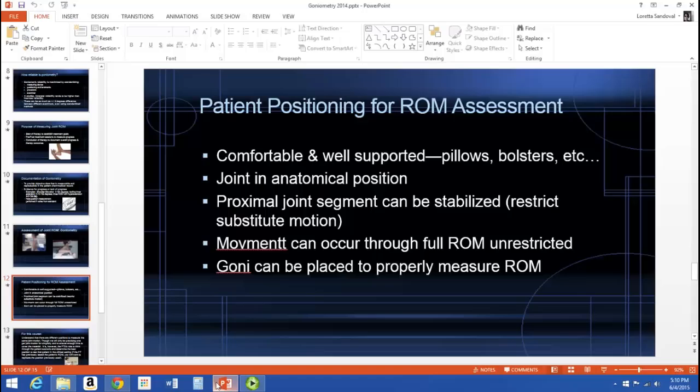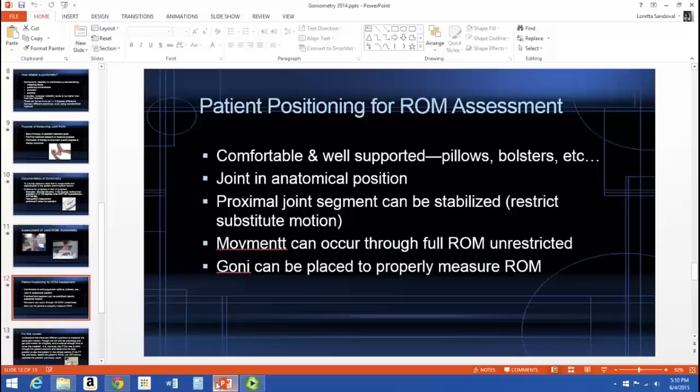So it's really important that the patient be positioned comfortably and in a well-supported way. So use whatever pillows or bolsters you need to support what they're doing. You want the joint in anatomical position as much as is possible. You want the proximal joint segment to be stabilized, or you should be able to stabilize it so you can restrict any substitution of motion.